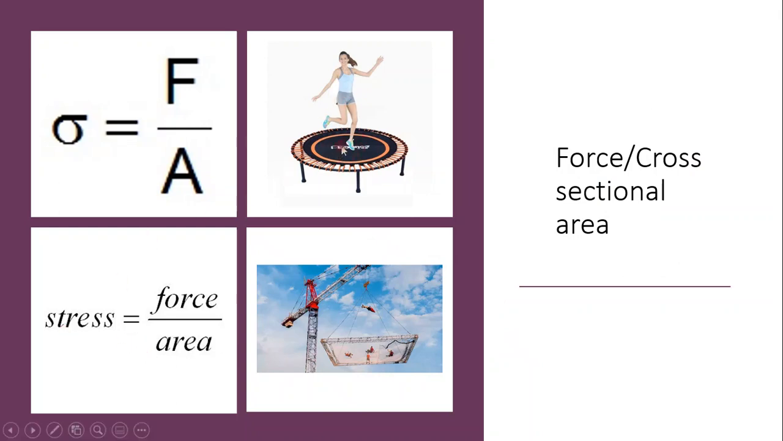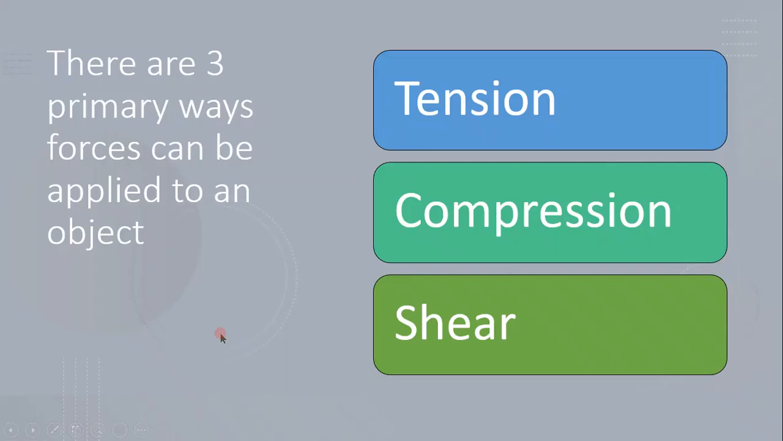So you've got one person jumping on a trampoline here. They might be exerting, say, 500 newtons on this small area. But these guys, they've got a much larger area. There's a lot more force. So the amount of stress experienced here will be much higher than this small area here.